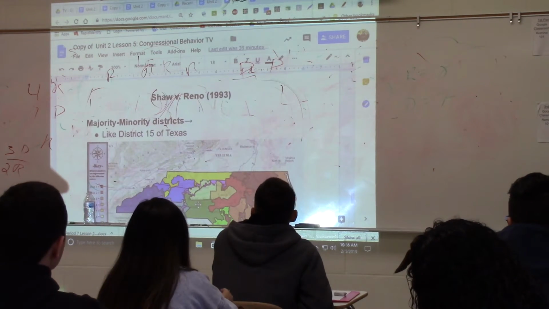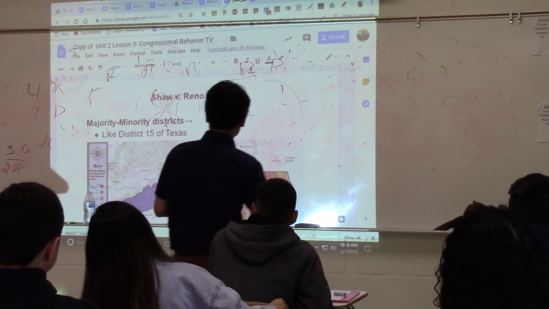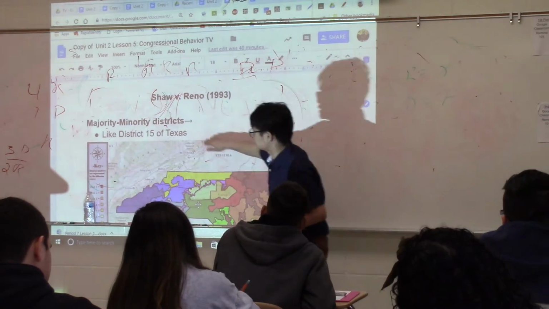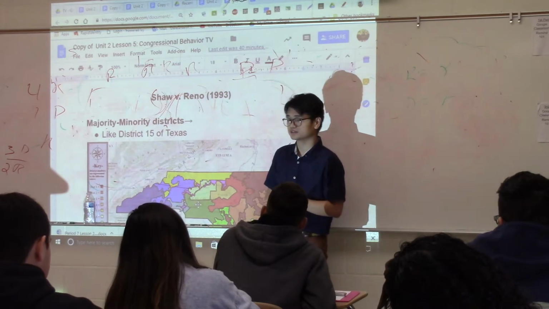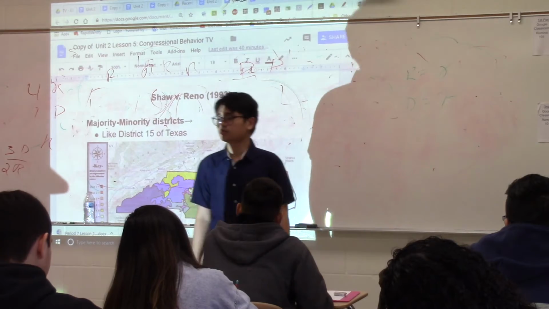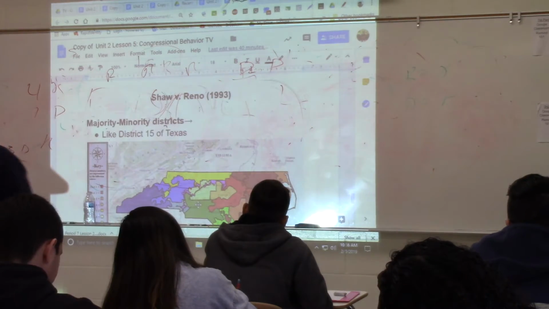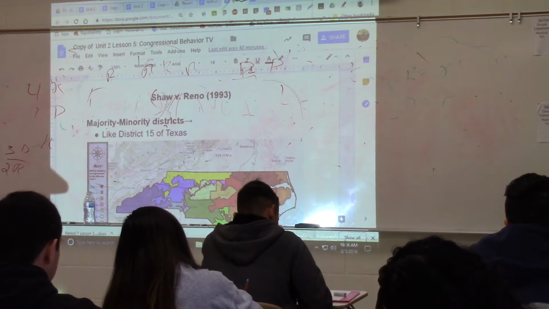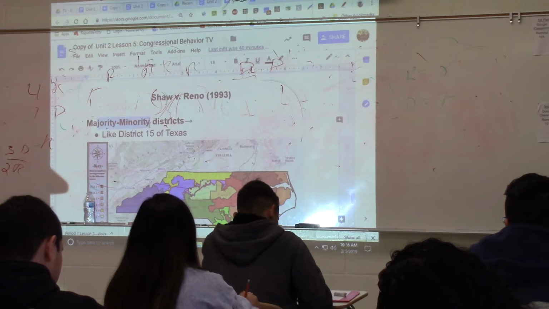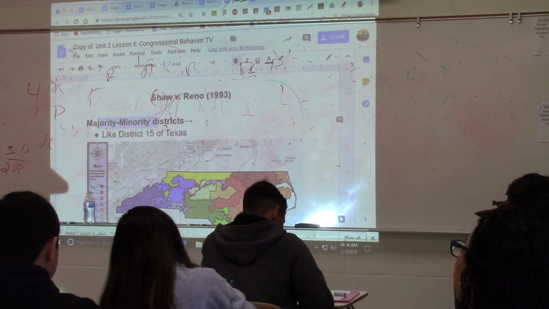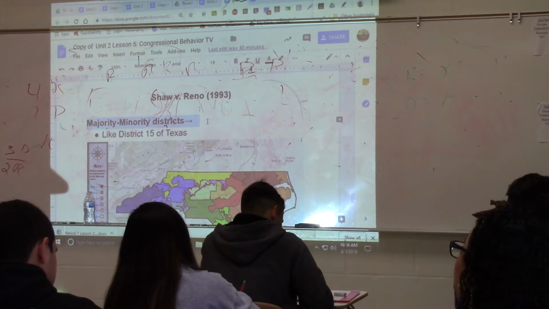Next case, Shaw v. Reno. It's also about redistricting. This is more recent, 1993. Before we move on, you need to know what this means: majority-minority districts. In a majority-minority district, that district is predominantly non-what? What's a majority ethnicity or race in the United States right now?